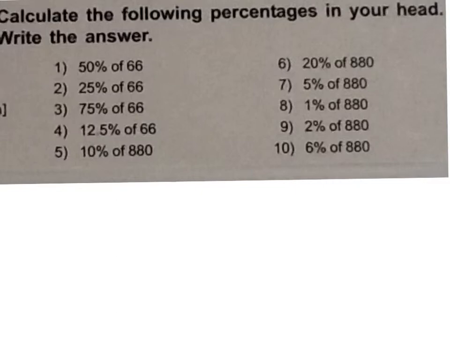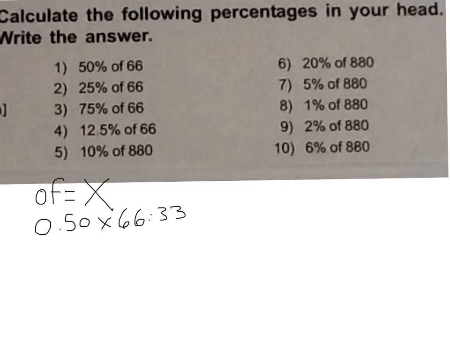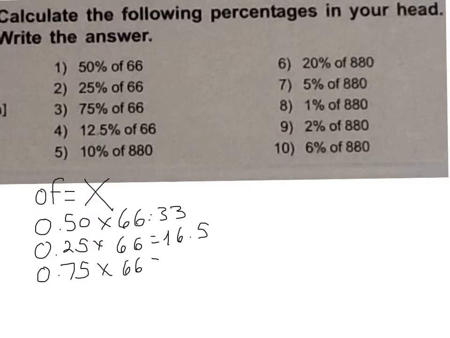All right, so we've said in class, anytime you see "of," you get rid of the "of" and you put a big times sign there as well. So in your calculator you have 50% of 66. So 0.50 times 66 equals 33. 0.25 times 66 equals 16.5. And 0.75, which is 75%, times 66 equals 49.5.